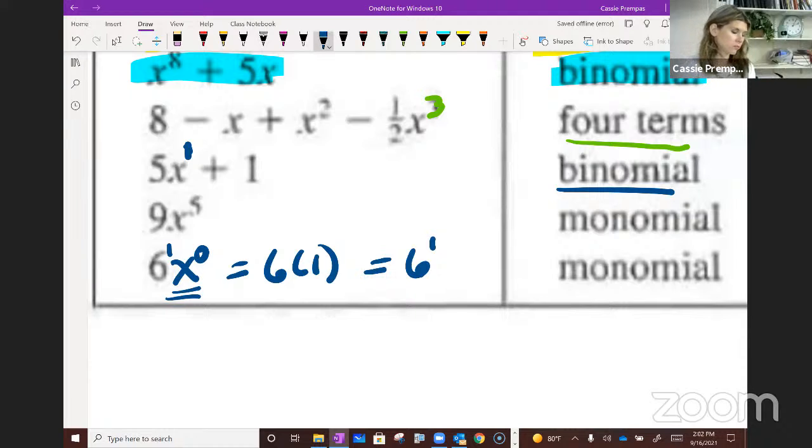If it doesn't have a variable, the exponent of 7 would be 1. But if I asked what's the degree of 7, it would be 0. So the exponent of 7 is 1, but the degree of 7 is 0.